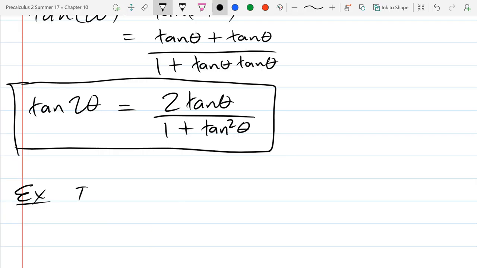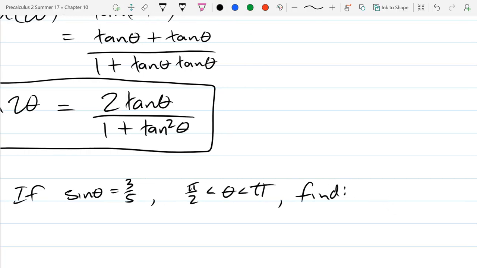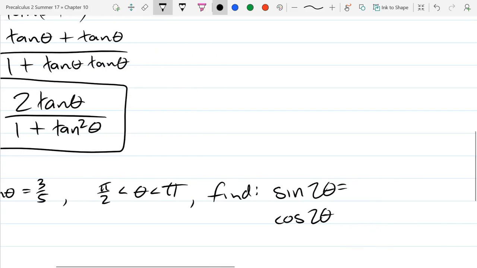Okay, example. If sine theta is 3/5 and pi over 2 is less than theta less than pi, I'm going to find two things: sine of 2 theta and cos of 2 theta. I probably have fractions here, so let's give ourselves a little more room.